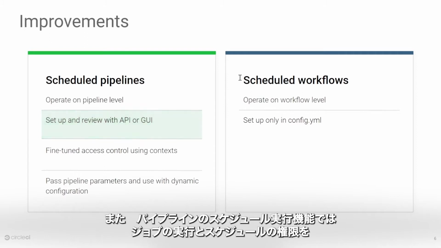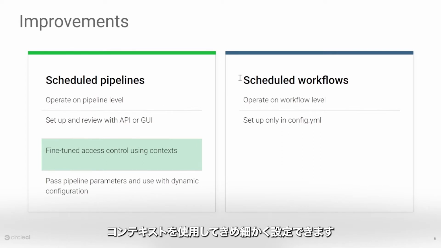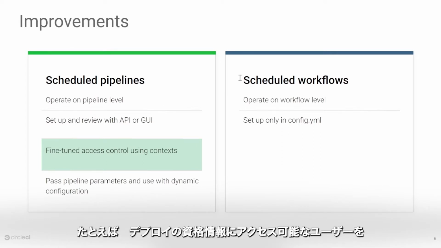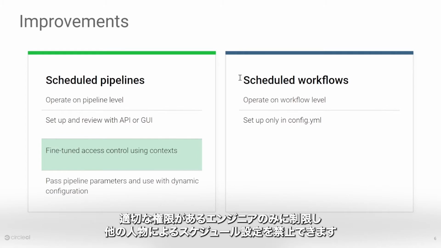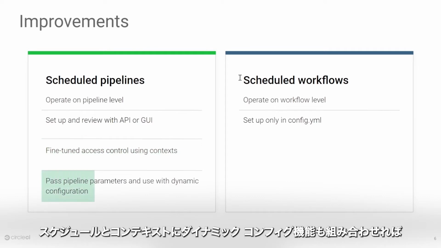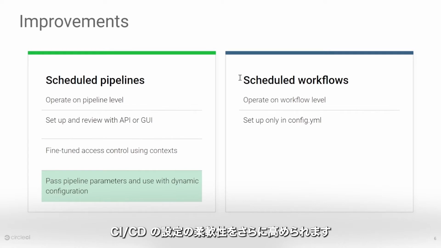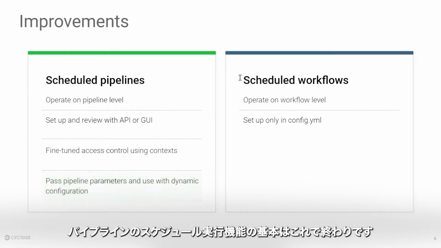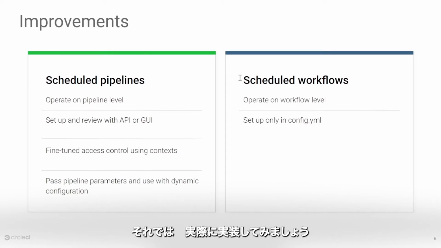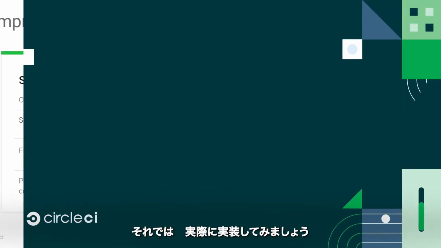Finally, scheduling now supports using contexts, and with them fine-grained access control over who can perform and schedule certain jobs. You can gate your deployment credentials to only the engineers with sufficient permissions, and no one else can set up those schedules. They can also be used in conjunction with dynamic configuration, which unlocks even more possibilities for your CI/CD setup. Now that we've covered some basic facts about scheduled pipelines, let's see how we can implement one in action.